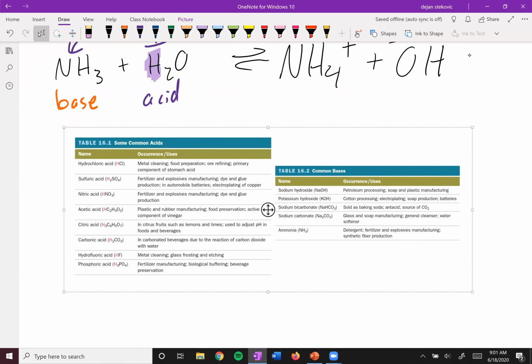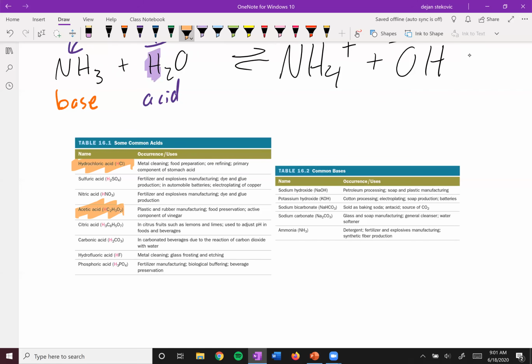Here's a list of some common acids. They're used every day. We have hydrochloric acid, which is probably a pretty common one. Some acetic acid, that's the main component of vinegar, so anytime you're drinking vinegar, you're drinking acetic acid. Citric acid is found in citrus fruits, so that's everywhere. Carbonic acid is what's in your soda. So that's a good example.